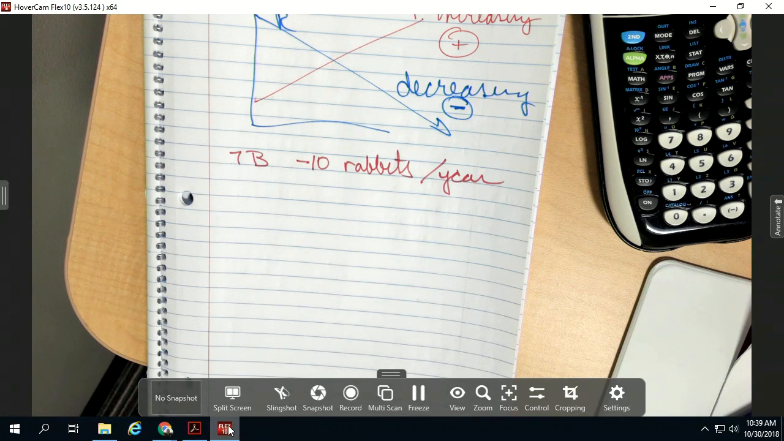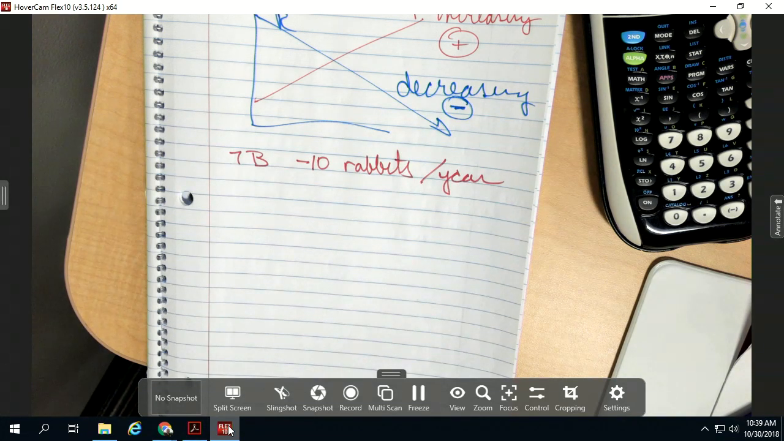Okay? Negative 10. Now, you could say 10 rabbits per year decrease. I would accept that. Okay? The other part that you need to have is you need to say rabbits per year, because the unit is crucial. Got it?